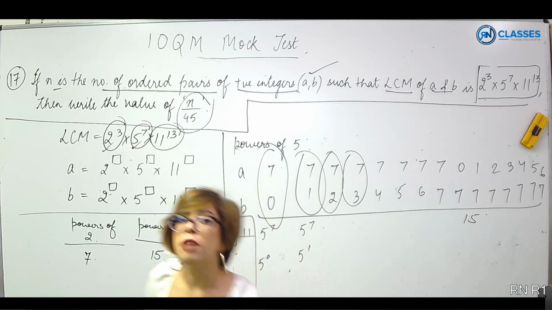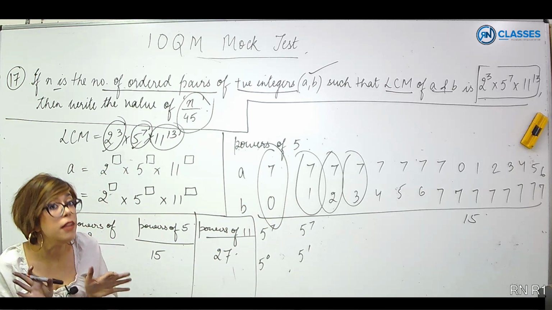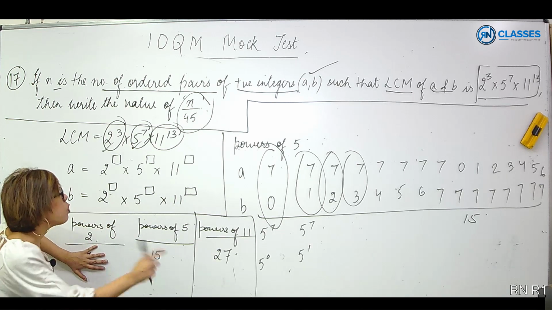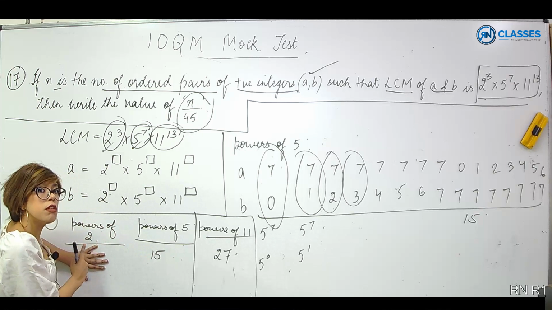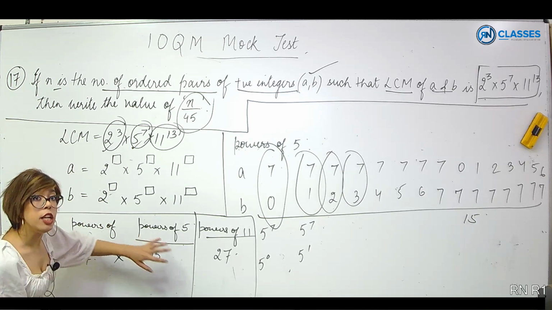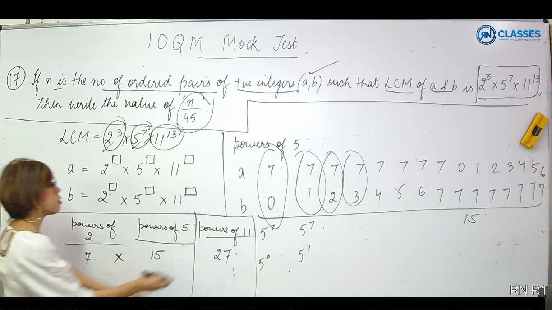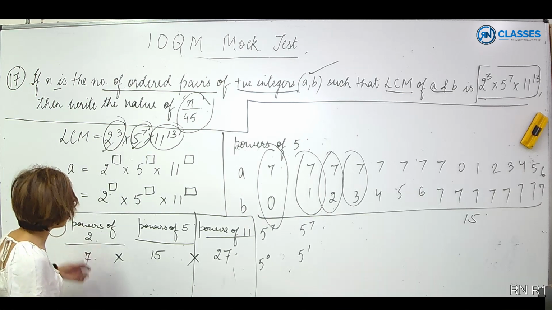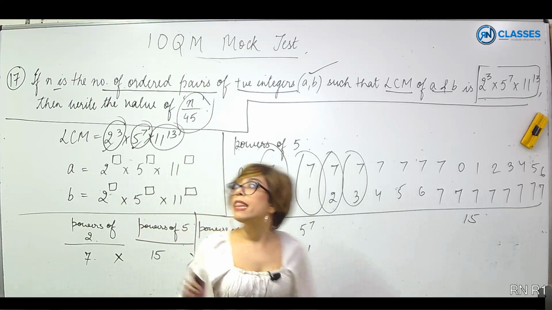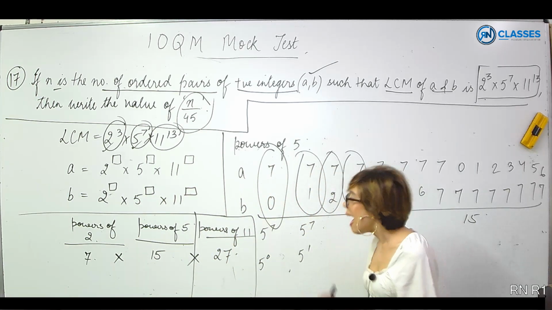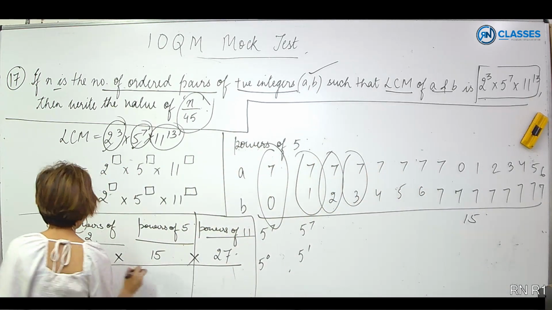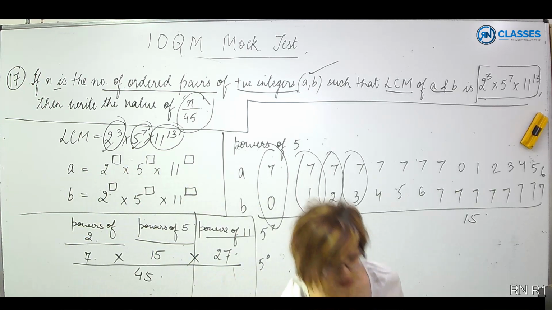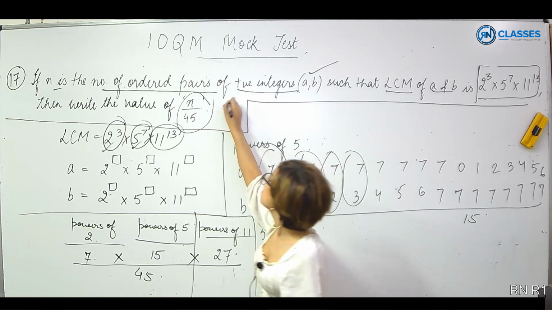Here I have talked about the powers individually. I need to make a number. Now, powers of 2 can be arranged in 7 ways. Now, I need to arrange powers of 5 also corresponding to this. I need to arrange powers of 11 also corresponding to this. I think the answer is there. Number of orders is 7 into 15 into 27. That is equal to n. But I do not want n. I want to divide by 45. You can divide it, and that is why the answer for this question turns out to be 63.